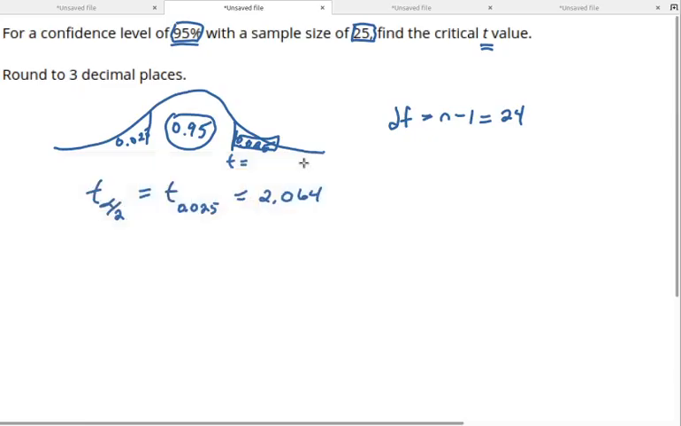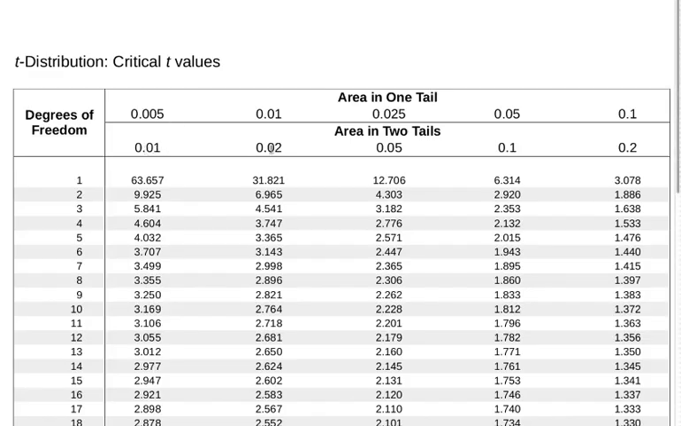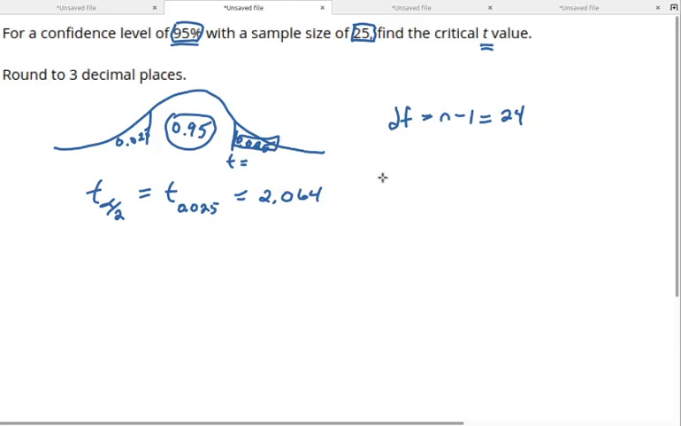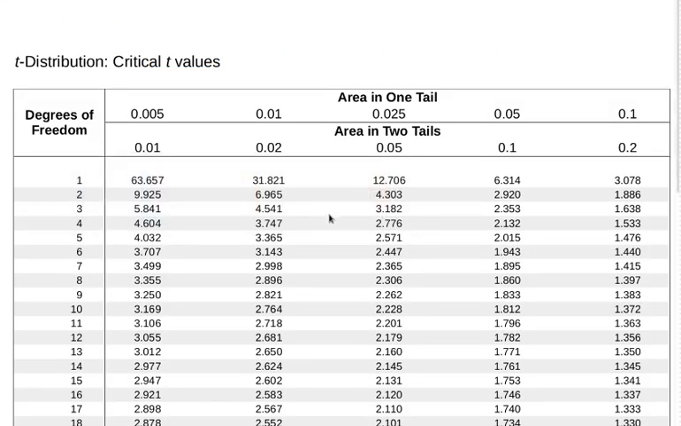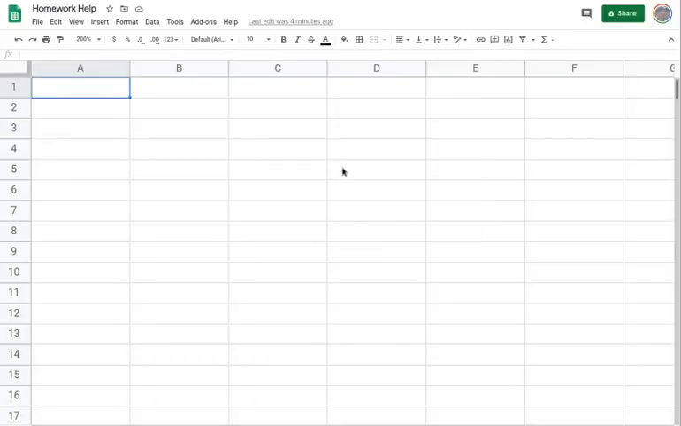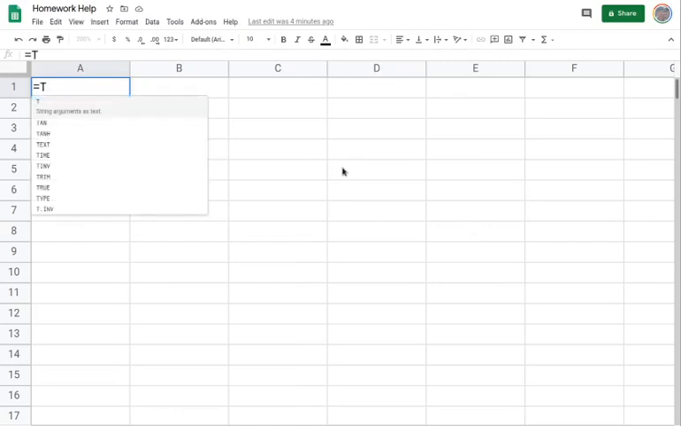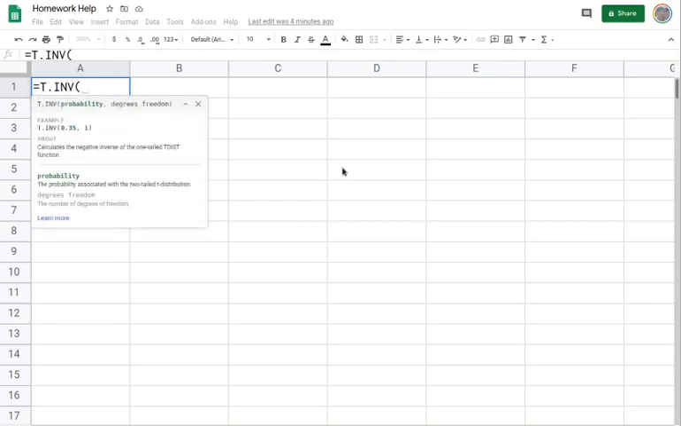So in those cases where your confidence level is not one of these usual ones to give you 0.01, 0.02, 0.05, 0.1, or 0.2 left over for your tails, then you'll need to use a spreadsheet or some other form of technology. So to use a spreadsheet, fairly simple. You just have to use the equals t.inv function. And this is assuming that there's one tail. So how much is left over for the one tail?